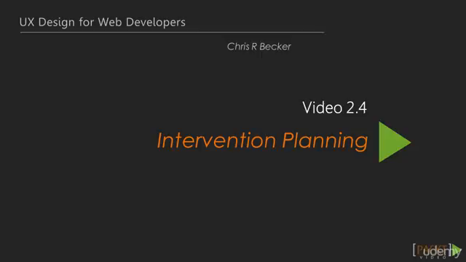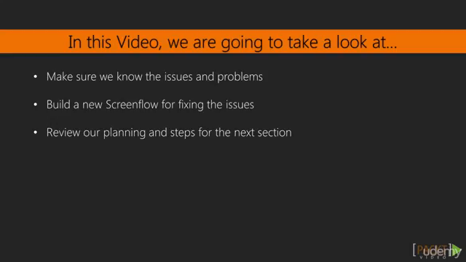We are beginning to understand and identify problems with our user experience through a screen flow of our website observations. In this video, we're going to build on our intervention planning skills. We will make sure we know what the issues and problems are. We will build a new screen flow that potentially fixes some of the issues we observed. And then we'll finish by reviewing the plan and the next section, which is wireframing. So let's get moving on these web design fundamentals.